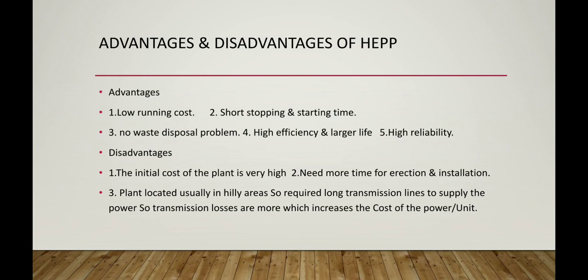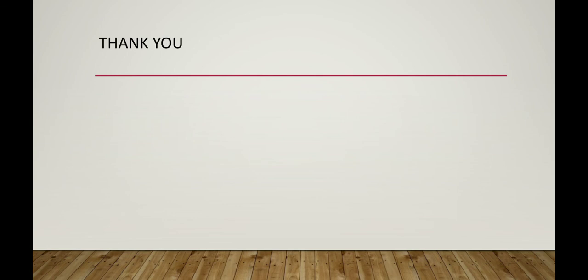And third one, the hydroelectric plants are generally located in hilly areas far away from the load center, and so they require long transmission lines to supply the power. Therefore, the transmission losses are more. Transmission losses increase, which increases the cost of power per unit transmitted. Finally, it increases the cost. So generally this is again one of the major disadvantages of the hydroelectric power plant.